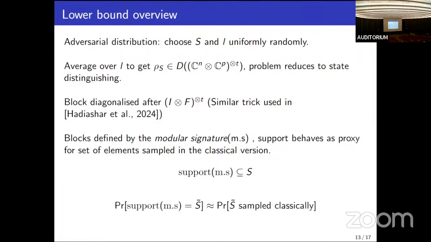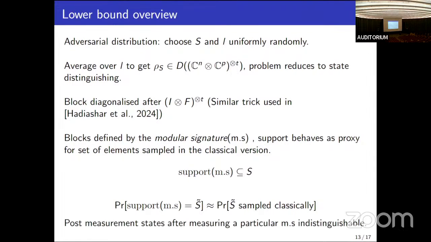Next, the probability of sampling not just that block, but overall sampling blocks that have support some fixed subset S, is approximately equal to the probability of sampling S in the classical coupon collector problem. Finally, we also found that the non-zero blocks corresponding to the same modular signature but across different S's are basically indistinguishable. So that basically says measuring the modular signature is all you can do to distinguish these states.